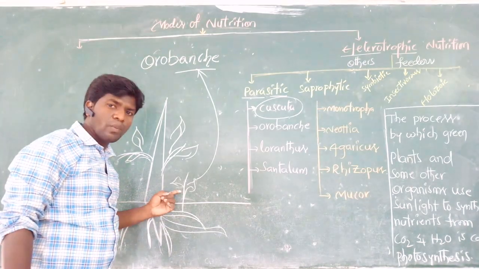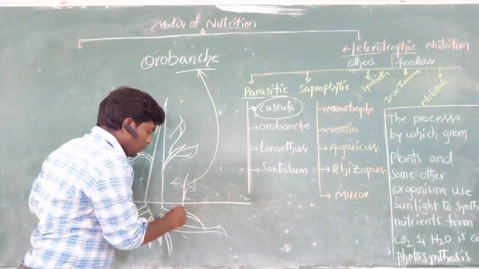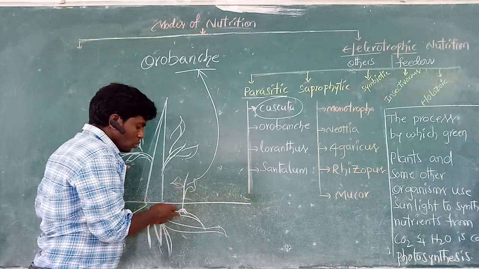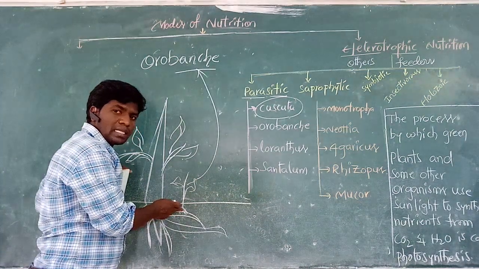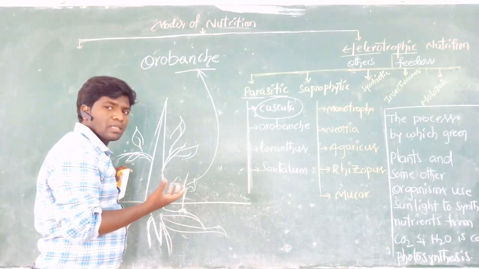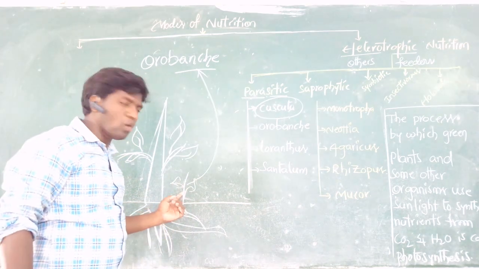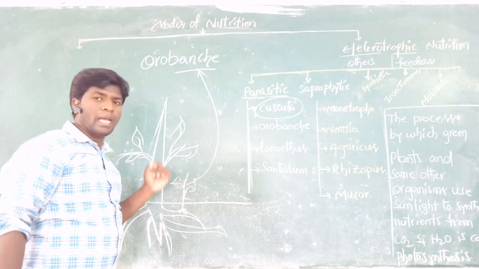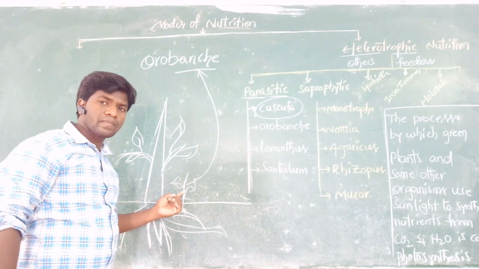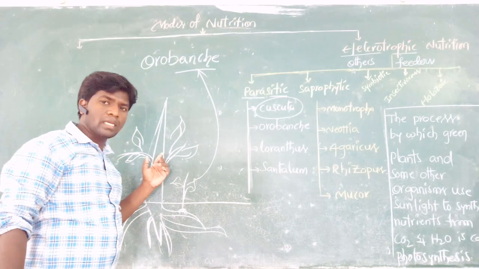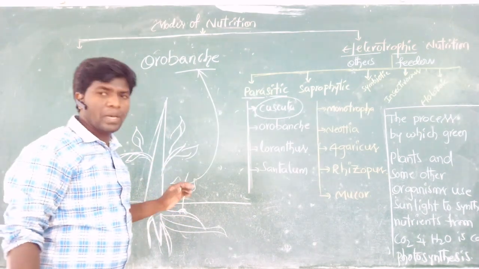So how is this Orobanche growing? It is growing on the other plants' roots. From the other plant roots, it absorbs the nutrients, meaning food materials. So this way, Orobanche is depending on the other plant for food and shelter. So this type of nutrition is parasitic nutrition.